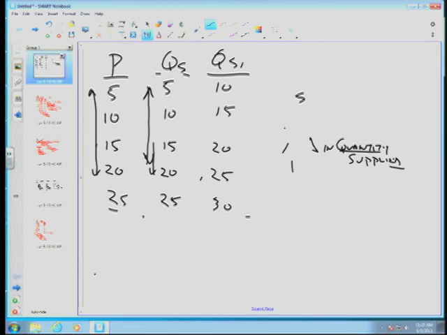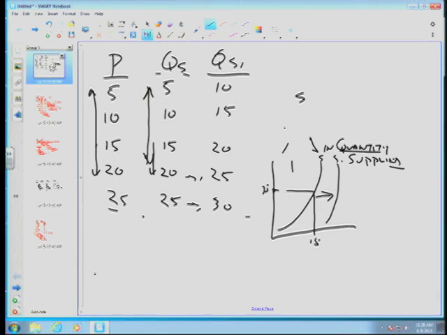At every possible price, we want more. This is a shift of the supply curve outward. At this price, let's say it's $15, we used to only get 15, but now at that price, we're getting 20. At every possible price, we're getting more when we have a change in supply itself.